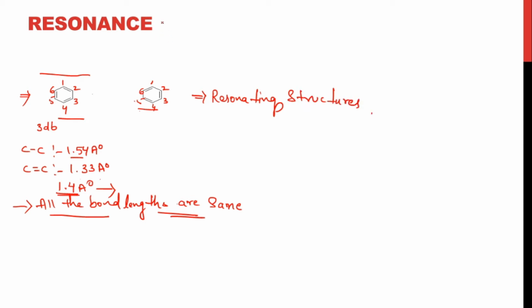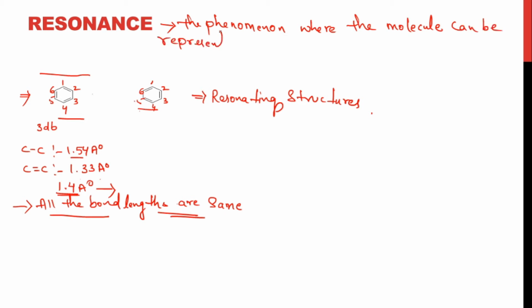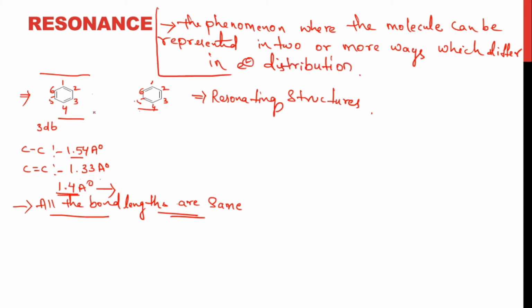So by understanding this, we can write the definition of resonance as a phenomenon where the molecule can be represented in two or more ways which differ in the electron distribution, but not the atomic arrangement. This is important. So we have to remember only the electrons are moving, not the atoms. The arrangement of atoms should be the same.